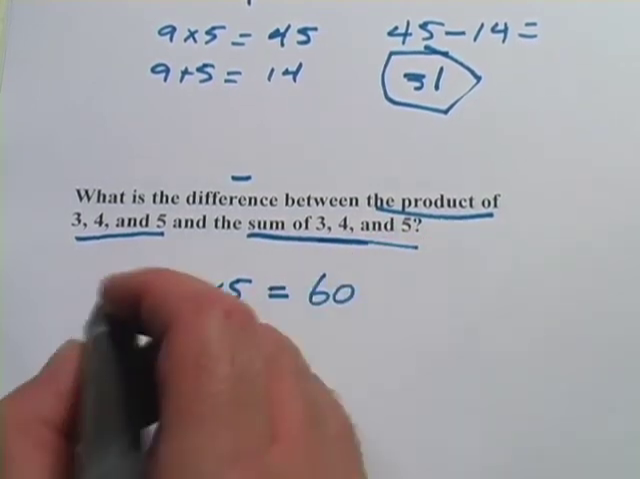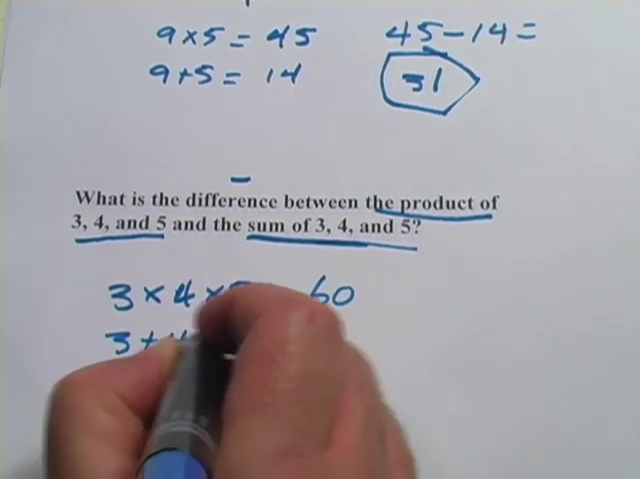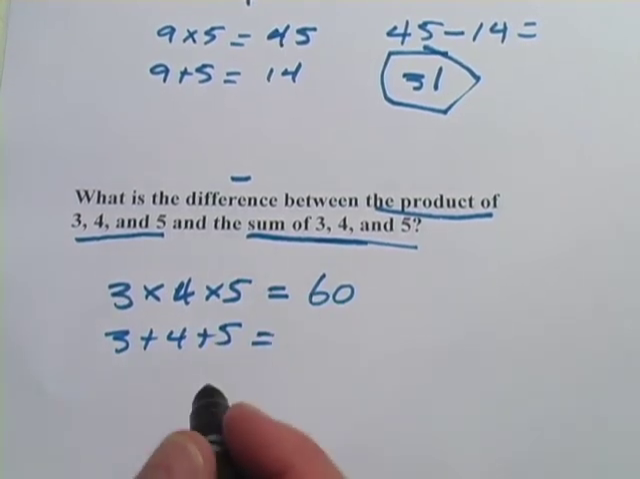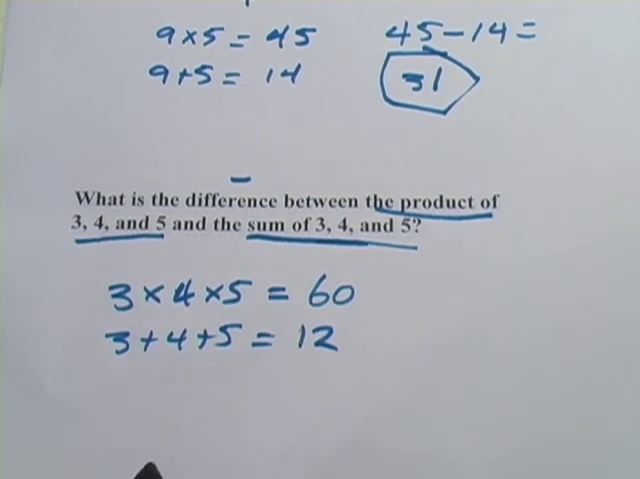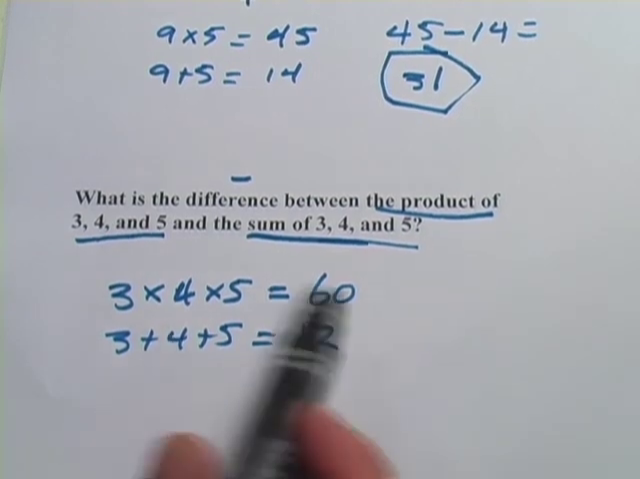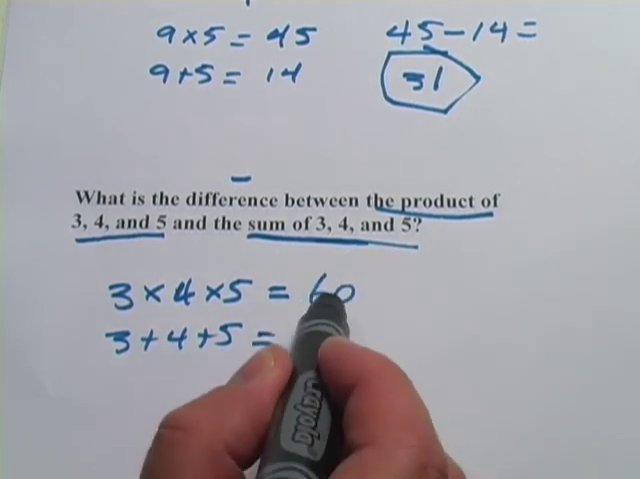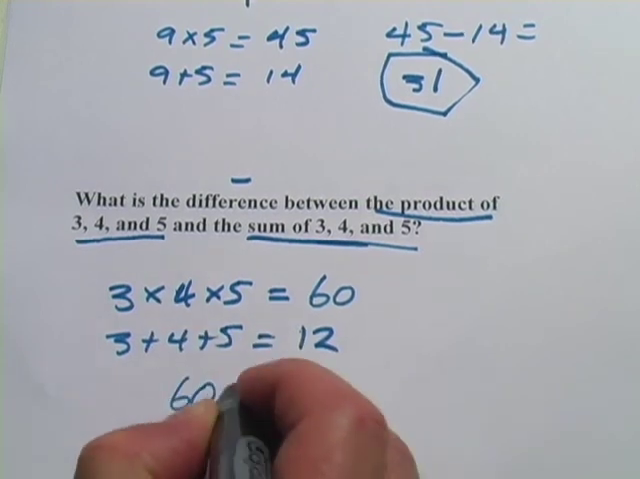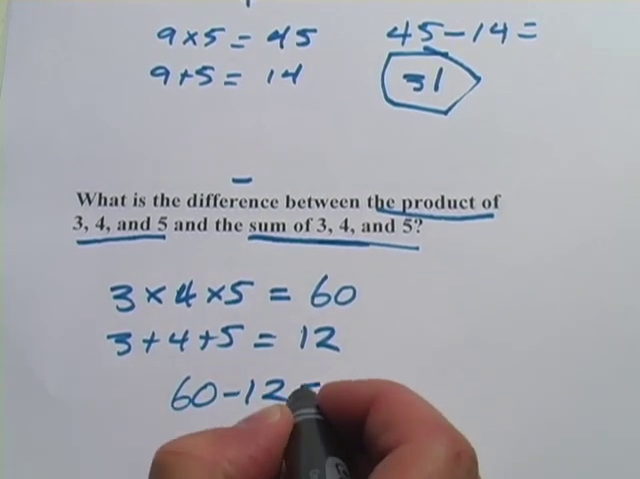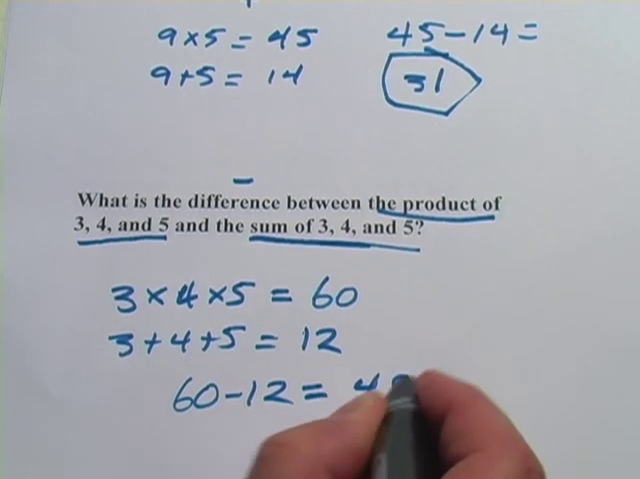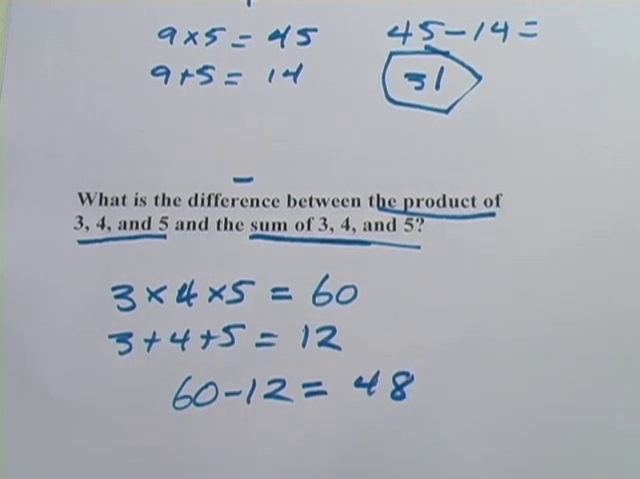And then the sum of 3, 4, and 5 is 3 plus 4 plus 5. And that should be 12. You can double check those on your calculator. Now we want the difference between this product and the sum. So we have 60 minus 12, and that is going to be 48. So those are some word problems that require more than one step.